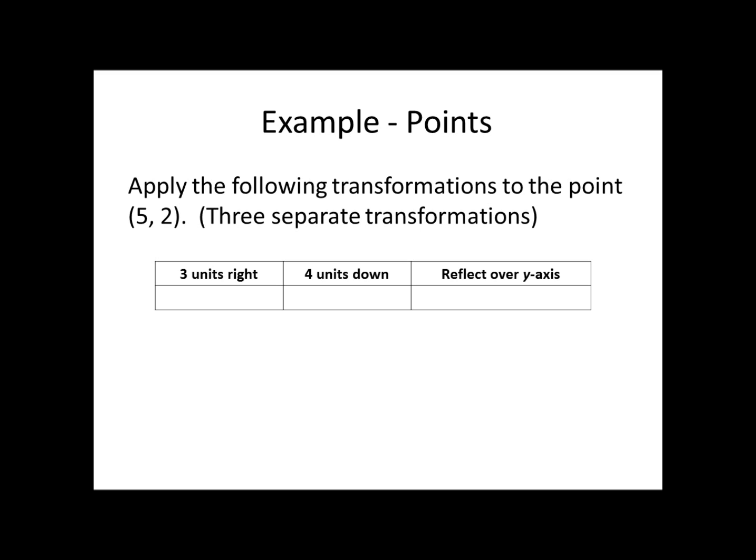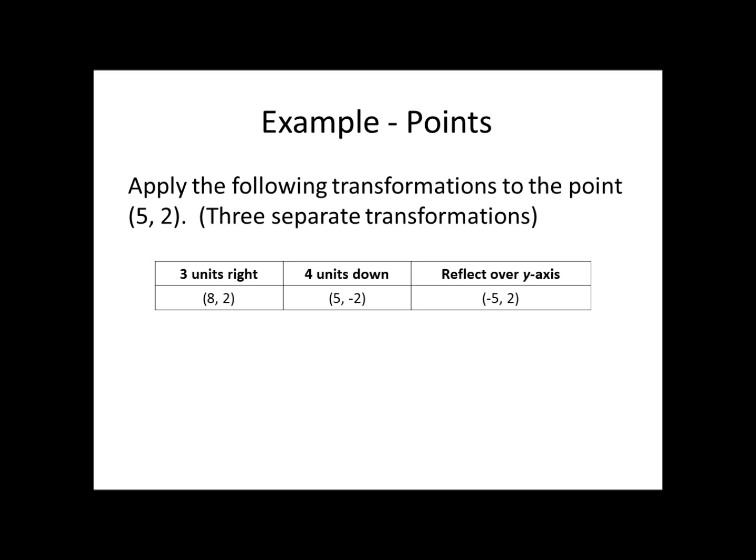And if we want to reflect the point over the y-axis, remember, we accomplish that not by changing the y-coordinate, but actually changing the sign on the x-coordinate. So this is what the point would look like after these three transformations. Now notice I didn't box in my answers. That's because it's in a table form. If your answer is in a table form like this, you don't have to box it in.